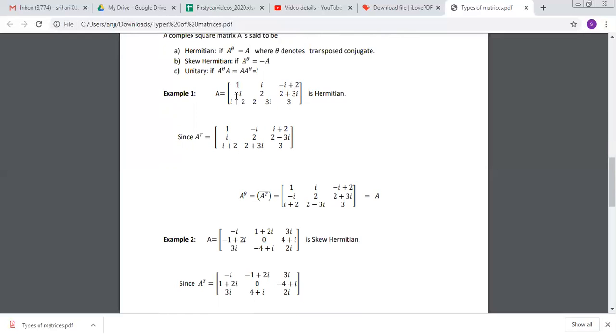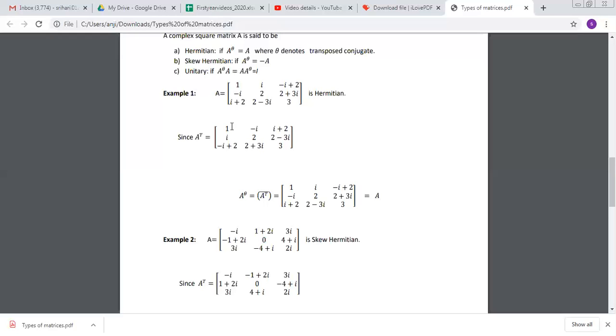What is the second row? The second row is -i, 2, 2+3i. You write it as the second column. The third row is 2+i, 2-3i, 3. You write it as the third column. Now we have calculated A transpose. Just find the conjugates, so A^θ equals (A transpose) whole bar. For this matrix, calculate the conjugate of each element of A transpose.